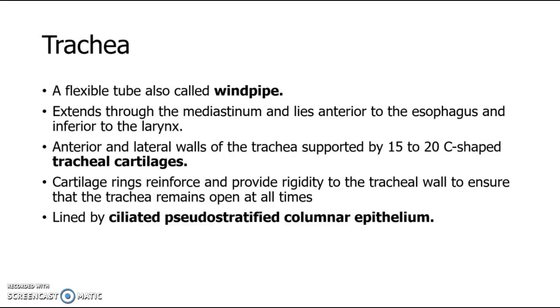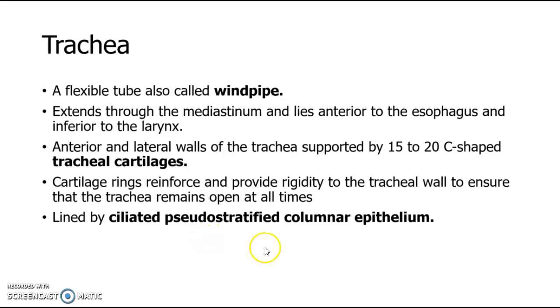The trachea is a flexible tube, also called the windpipe. It extends through the mediastinum and lies anterior to the esophagus and inferior to the larynx. So it's below the larynx and in front of the esophagus. The anterior and lateral walls of the trachea are supported by 15 to 20 C-shaped tracheal cartilages. So in other words, it keeps the tube open so air can go through. Cartilage rings reinforce and provide rigidity to the tracheal wall to ensure that the trachea remains open at all times.